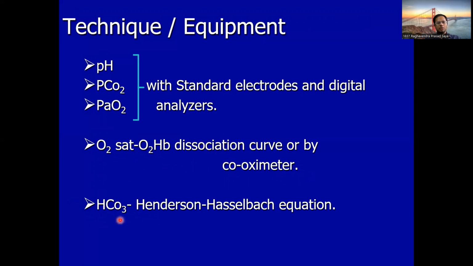Now coming to bicarbonate. Bicarbonate is also an indirect measurement. That is, it is measured by the Henderson-Hasselbalch equation.